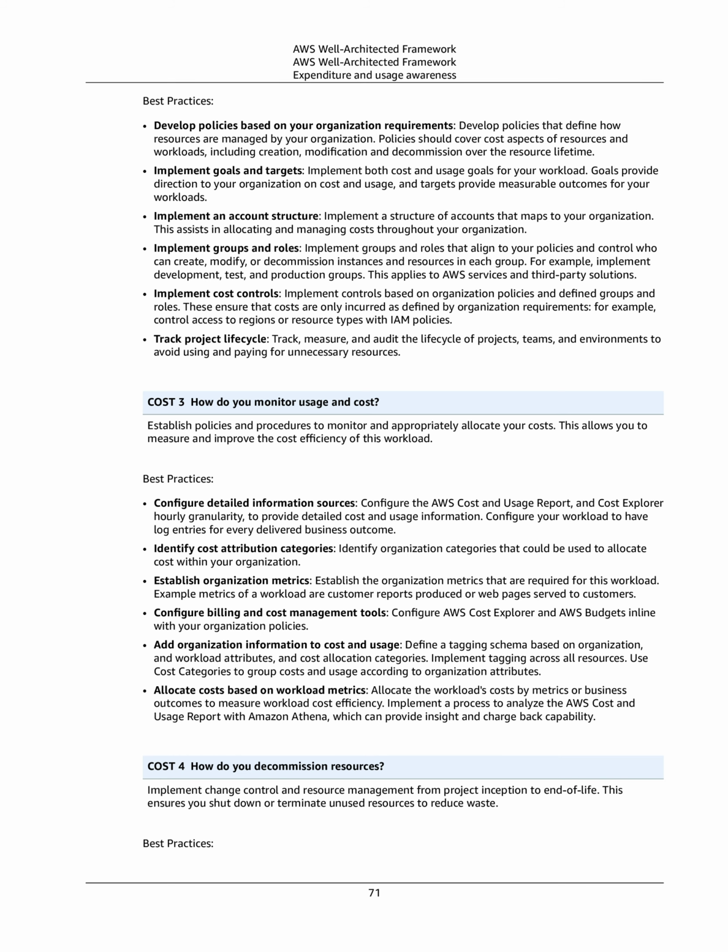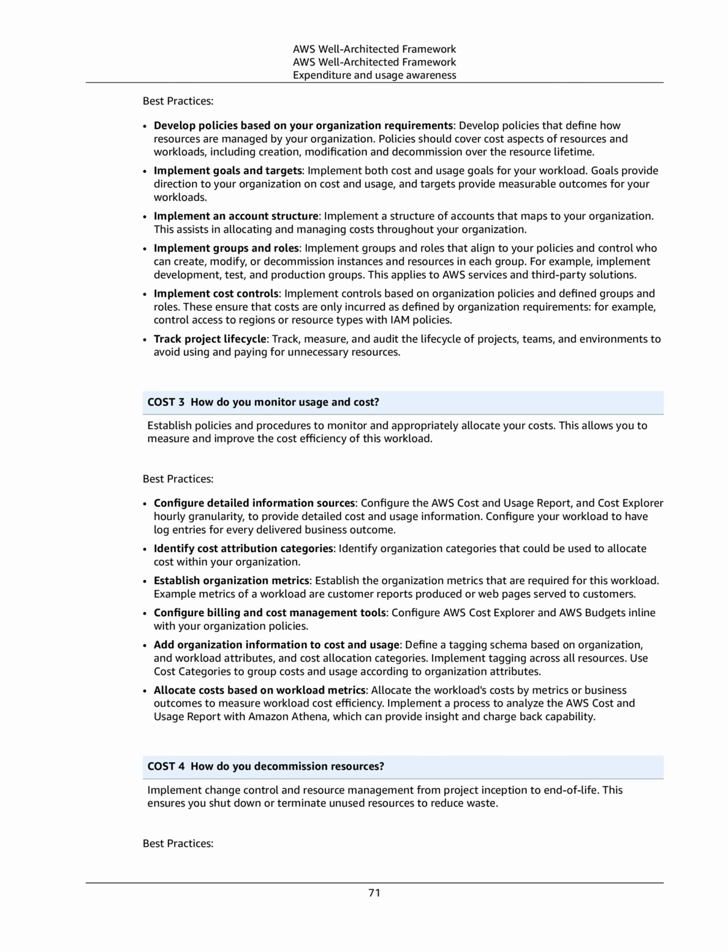Develop policies that define how resources are managed by your organization. Policies should cover cost aspects of resources and workloads, including creation, modification and decommission over the resource lifetime. Implement goals and targets. Implement both cost and usage goals for your workload. Goals provide direction to your organization on cost and usage, and targets provide measurable outcomes for your workloads. Implement an account structure. Implement a structure of accounts that maps to your organization. This assists in allocating and managing costs throughout your organization.